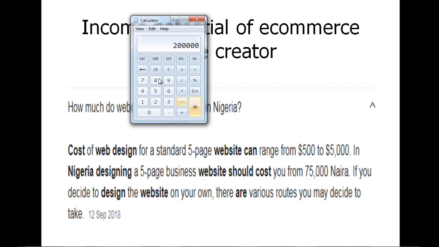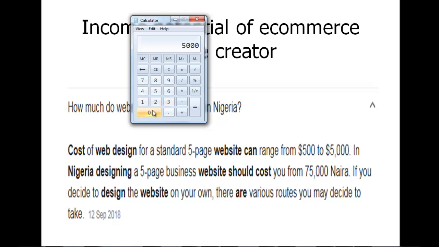So even in the worst scenario, let's say you charge 75,000 naira. Okay, in the worst scenario, let's say 50,000 naira. So if you are charging 50,000 naira per website, it depends, we are looking at a 5-page website. Now let's assume that you are able to create like 4 in a month. That is talking about over 200,000 naira. 50,000 times 4, that is 200,000 naira.